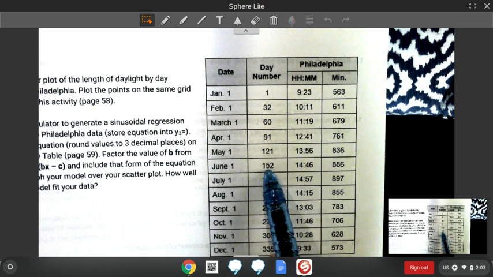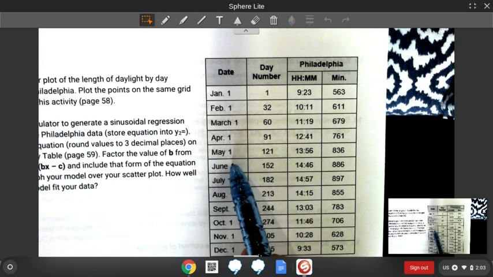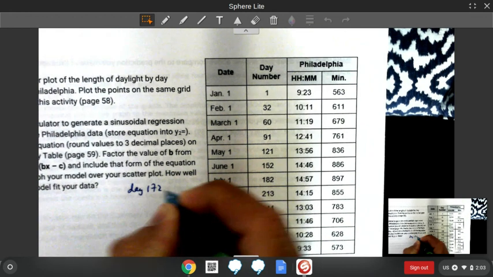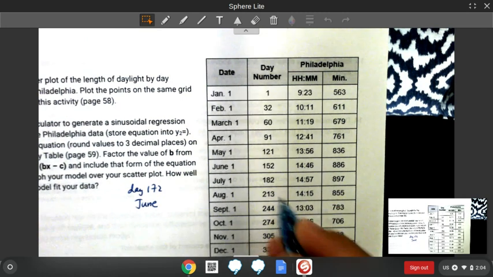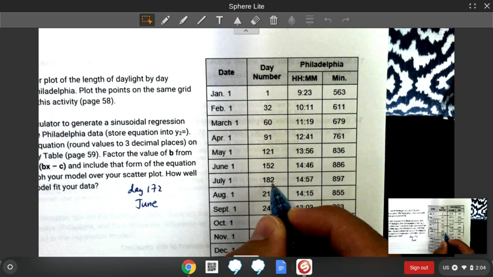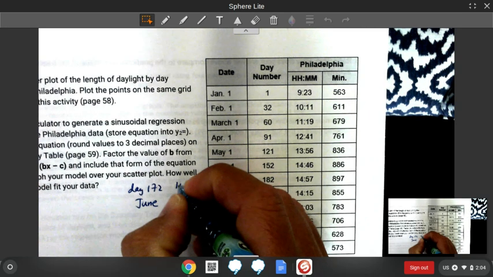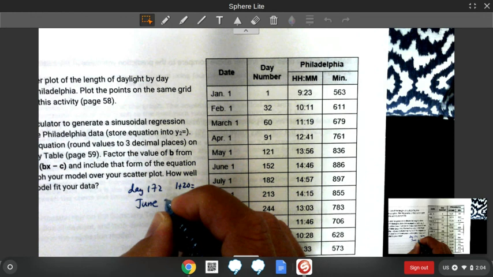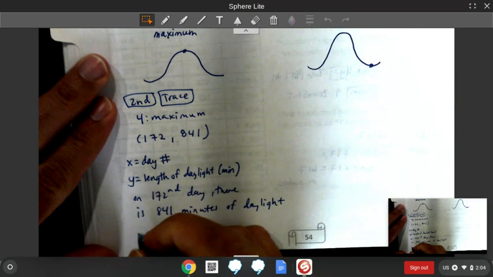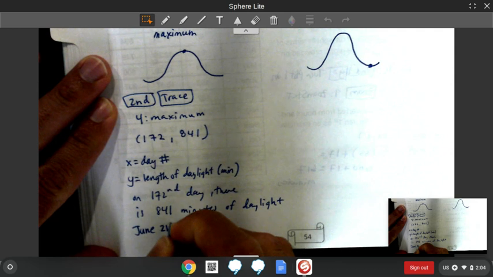I can see that day 172 is somewhere in between 152 and 182. So I know it's after June 1st, but before July 1st. So day 172 is in June, and 172 is 20 days after day 152. So I'll take June 1st plus 20 days, and that will give me June 21st. So day 172 ends up being June 21st. So we'll say June 21st.